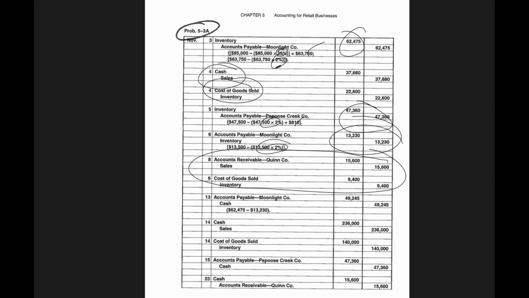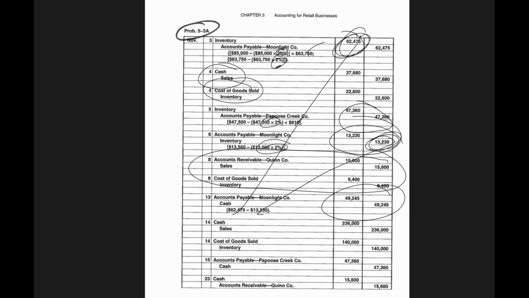On the 13th, paid Moonlight on account for a purchase on November 3rd, less that return. So we had $62,475 less this return of $13,230, which means we're going to debit AP for the net of $49,245. On the 14th, we sold merchandise on Visa, $236, and then there's some cost of goods sold.